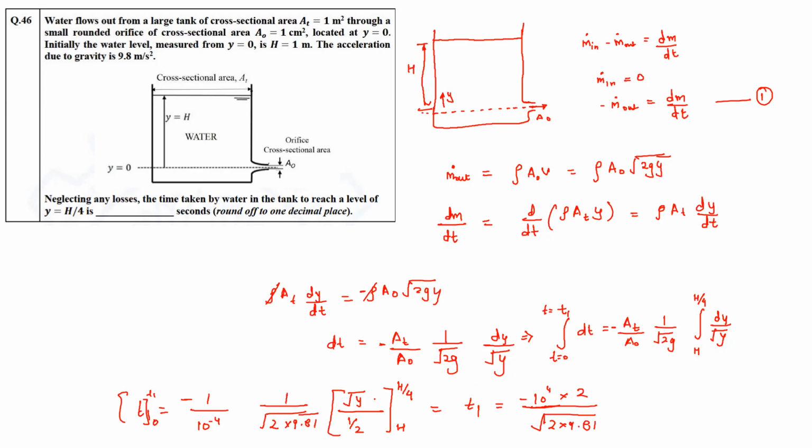And if you put on the limit, so this root h by 4, or we can substitute h equal to 1. So this will be 1 by 4, and if you take it out of the square root, this will be 1 by 2. So this is 1 by 2 minus 1. And then this minus and minus you can absorb, and this will be just 1 by 2, and this gets cancelled by 2. So in the end, you just get 10 to the power 4 over 2 into 9.81 under root.